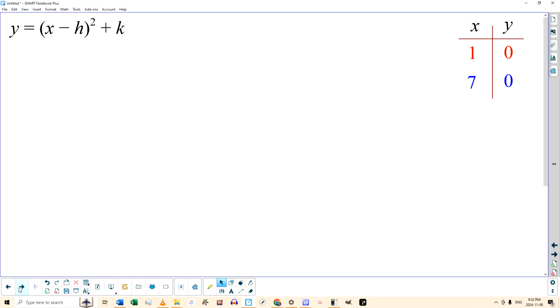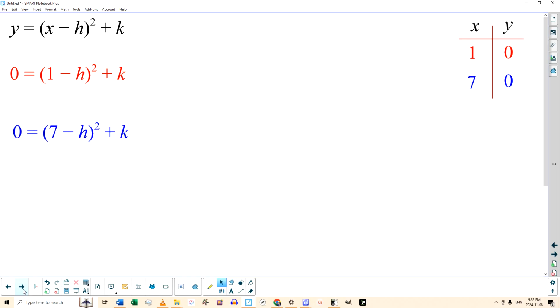So let's see what happens when we put 1 in for x and 0 in for y. We get this equation. Now, you cannot rearrange this equation and get a value coming out of it for k because you don't know the value of h. Similarly, you can't rearrange this equation for h and expect to get a value coming out because you don't know the value of k.